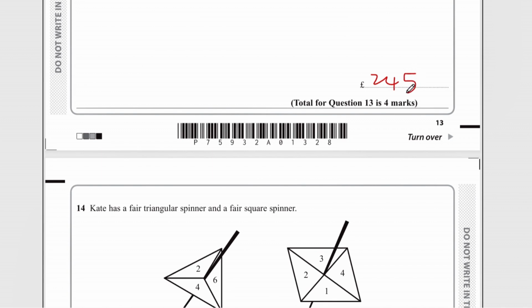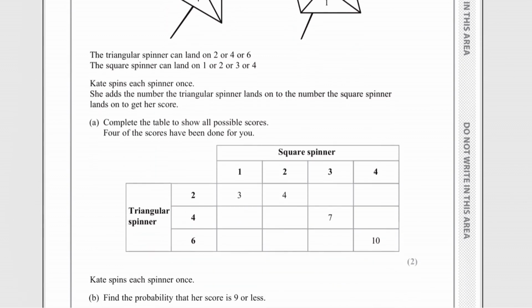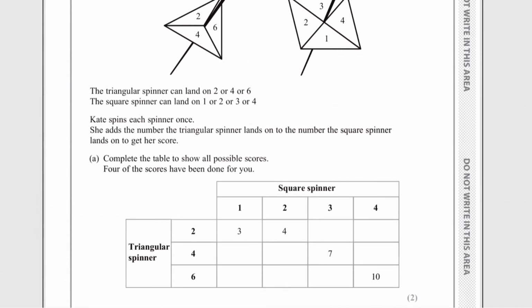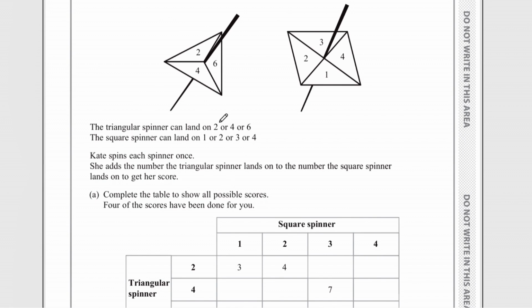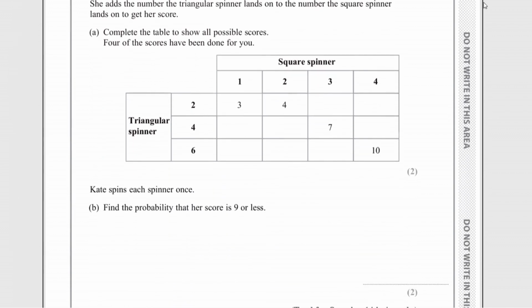245. Okay, let's look at question 14. A triangular spinner can land on 2, 4, 6. Okay, all of that. Now, if you watch the pattern, they said she adds the number. So to complete it, you just do the addition.